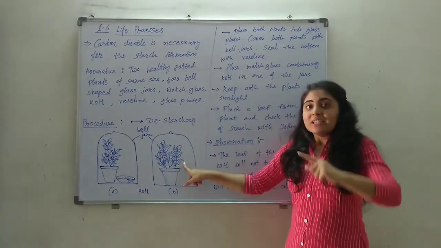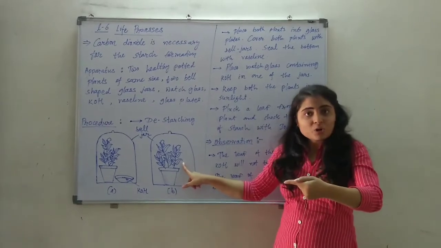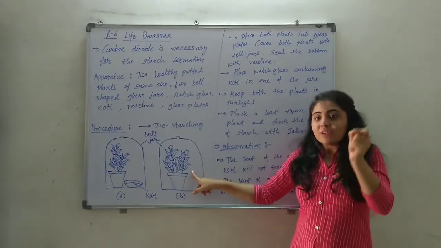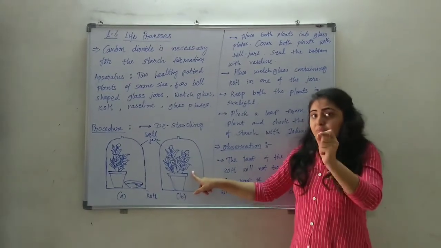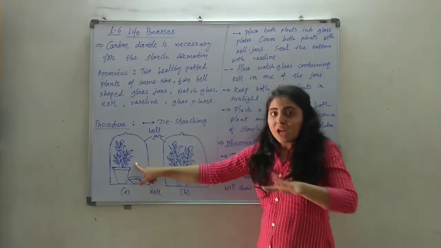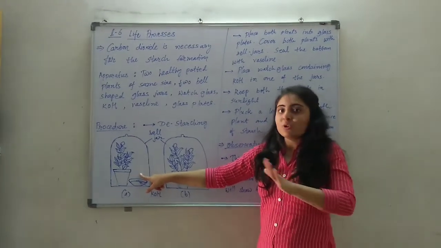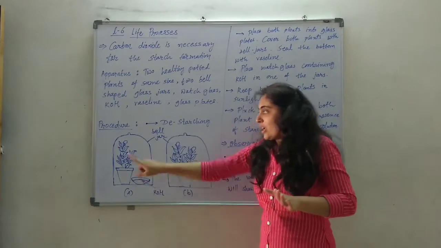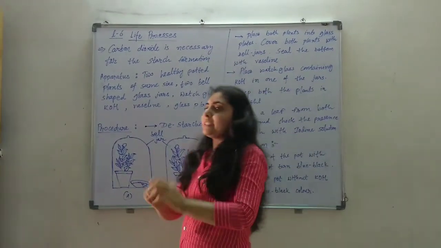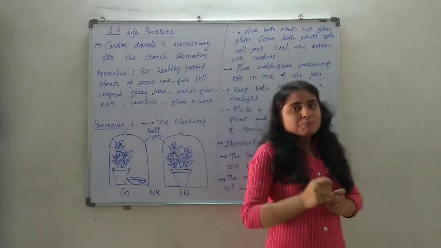So this leaf will do the photosynthesis process and form starch, and when we put it into iodine solution, the color will change to blue black. And in the leaf with KOH, the photosynthesis process has not occurred, that's why it will not change any color. So by this activity, we can prove that carbon dioxide is necessary for the photosynthesis process.